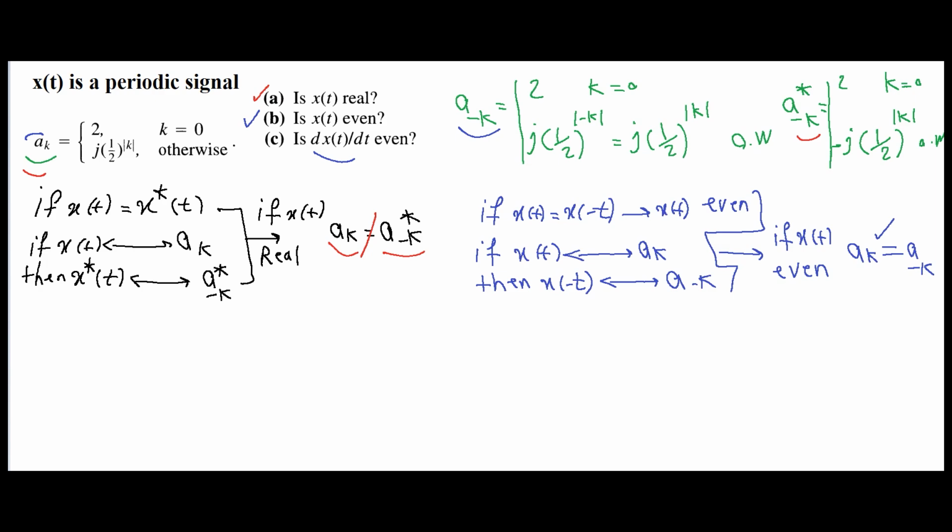Third part: is the derivative even or odd? Now we need to check the derivative of the signal. First, we use another important property. If x(t) has Fourier coefficient a_k, then the derivative of x(t) has coefficient jk omega_0 a_k. So we define new coefficients, b_k equals jk omega_0 a_k.